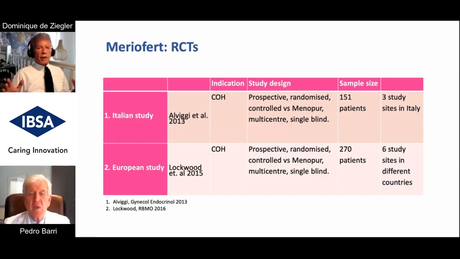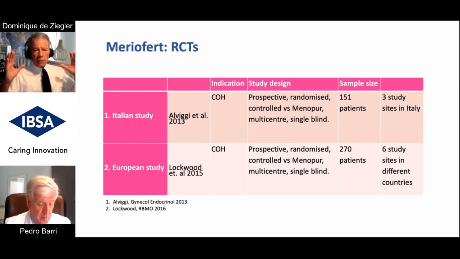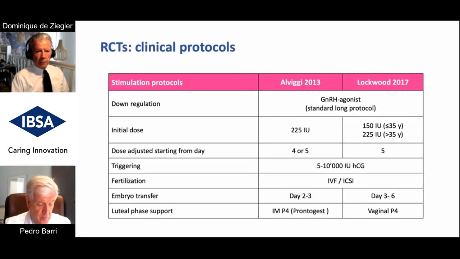Now, there are two studies that looked at the effect of Meriofert. These are randomized controlled trials. The first one is the Italian study, which was conducted in three sites in Italy. And there is a second study that was conducted in Europe at six different sites. One of the sites was my group when I was at Cochin, with 270 patients, and we combined the results of the Italian and European study. Those are prospective randomized trials comparing the new hMG preparation, Meriofert, versus the classical reference, the other hMG preparation.